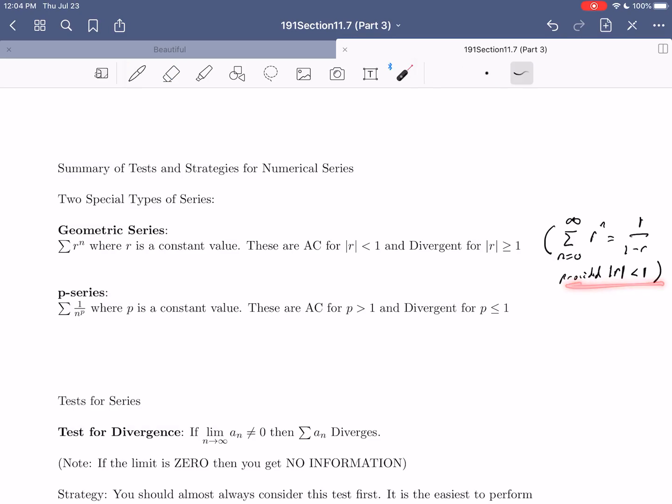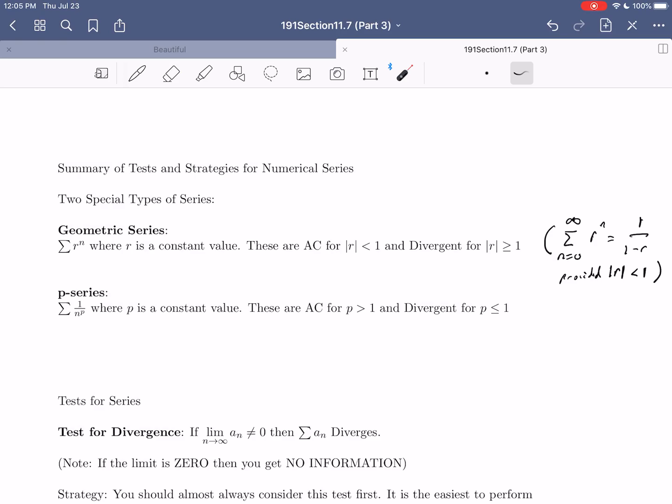Obviously, if the absolute value of r is greater than or equal to 1, there's no summation formula because it's divergent. This is pretty rare for us. Again, remember, our focus is not on actually summing up the series, just understanding when that sum would be finite, in other words, when the series converges. But technically, we do have this formula for a geometric series specifically.